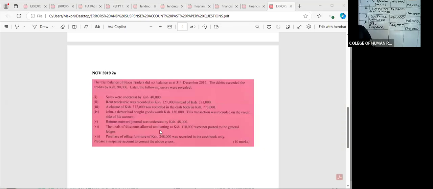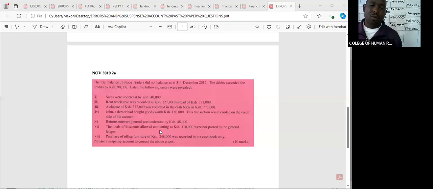Let's go to number 5. Return outwards. That is what we call purchases returns. Purchases returns are normally credited. Those are return outwards or purchases returns. It is the opposite of purchases. When purchases is debited, the returns for purchases are credited. When sales is credited, the returns for sales are normally debited.